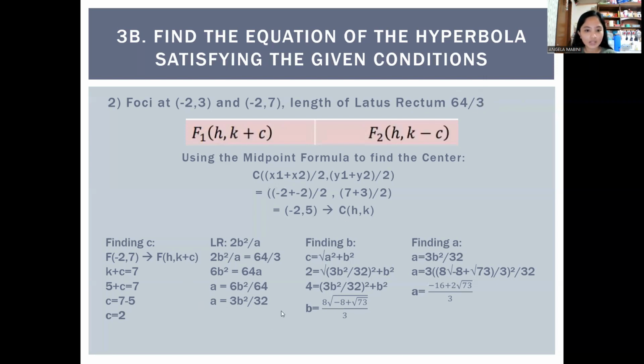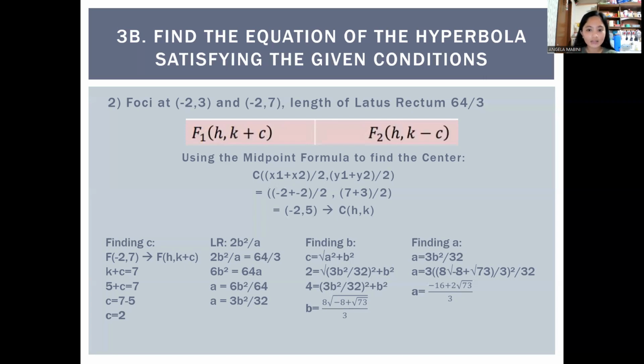And ang makukuha nating value ni a is 3b squared over 32. And para makuha natin yung value ni b, using this value na nakuha natin kay a, isa-substitute natin siya dito sa formula na c is equals to square root of a square plus b square. Substitute yung nakuha nating value ni c, which is 2, and yung value ni a na 3b square over 32, which will give us yung value na b is equals to 8 square root of negative 8 plus square root of 73 all over 3.